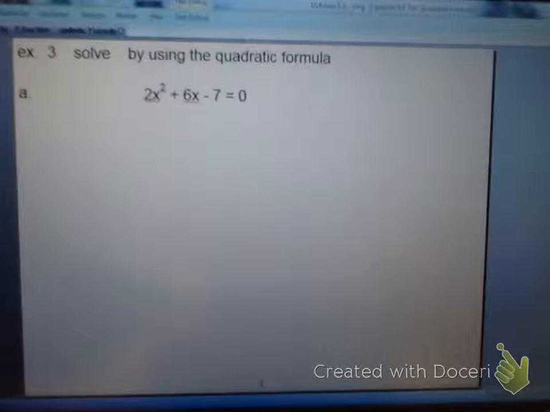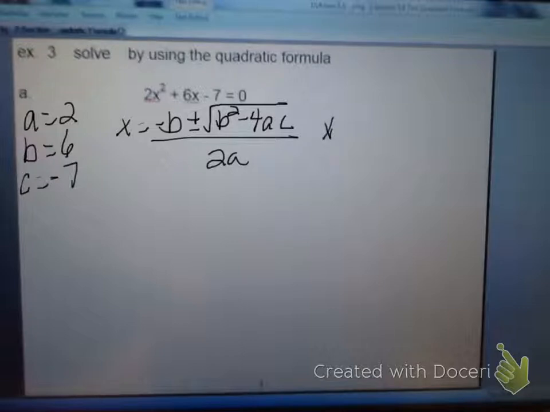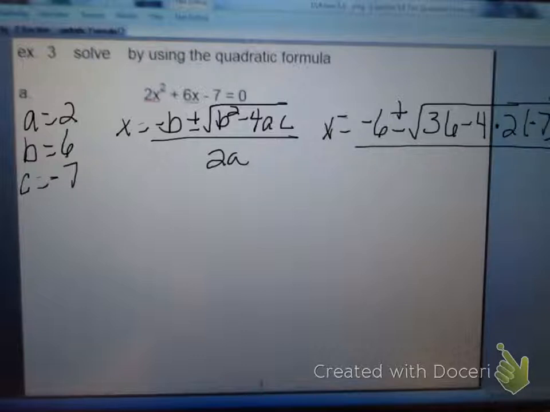Example 3, we're going to identify our a is 2, b is 6, c is negative 7. Write the formula down. Let's plug into the formula. That's negative 6 plus or minus the square root of 6 squared is 36 minus 4 times a is 2 times c is negative 7, all over 2 times a is 2, so 2 times 2 is 4.